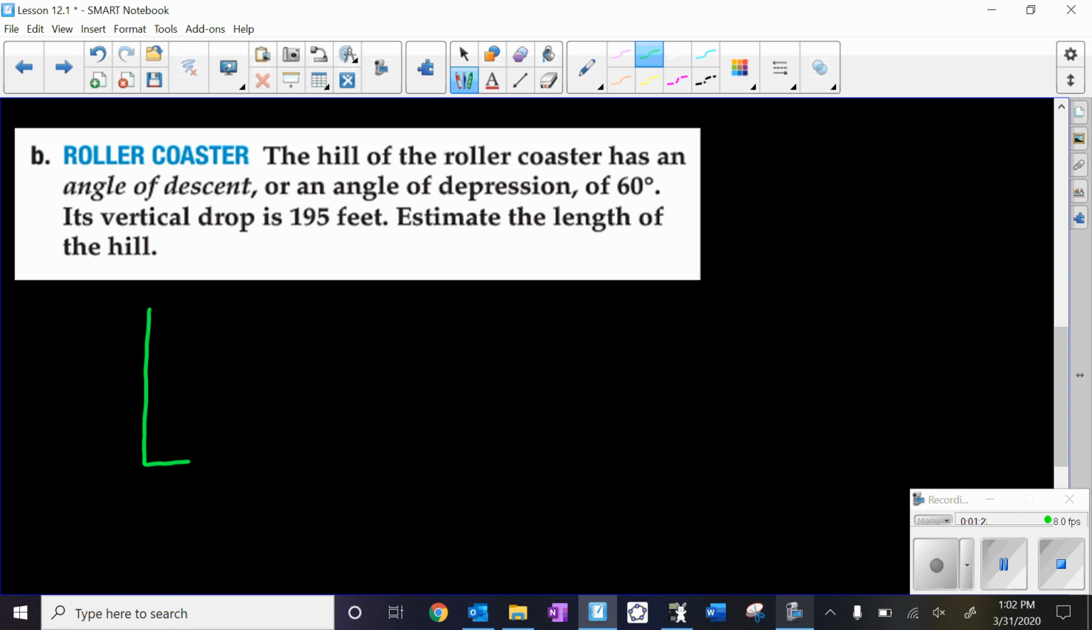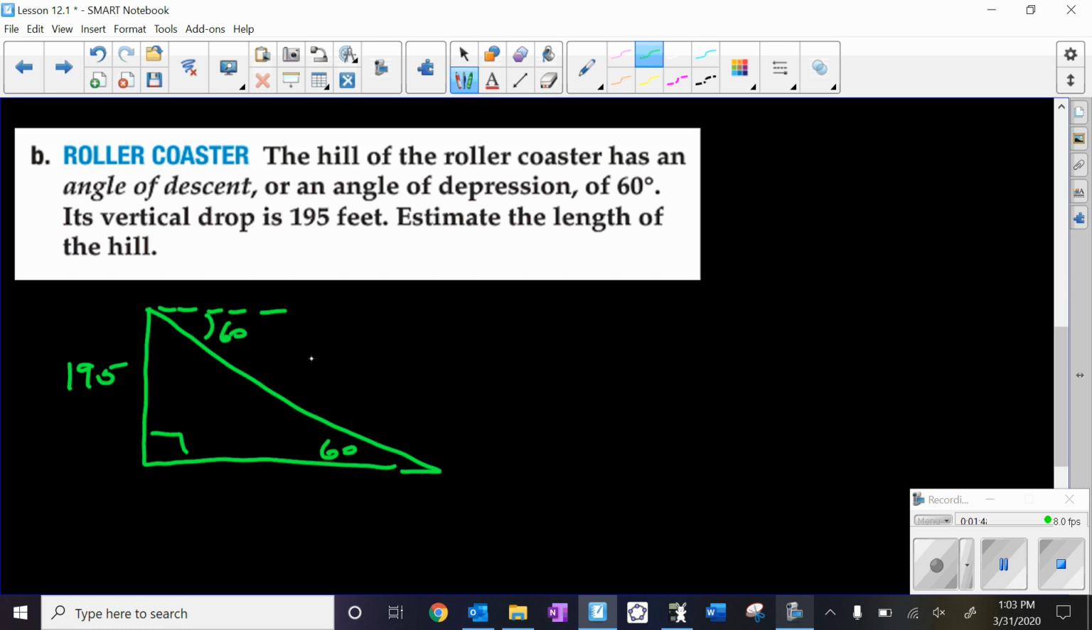So I know that we're dealing with right triangles. I'm going to draw on my right triangle. It tells me that I have an angle of depression, which is 60 degrees, which is right there, or down here at the bottom. I'm going to use the one at the bottom. It tells me a vertical drop of 195 feet. That should be this one. It wants to know the length of the hill. The hill should be going at a diagonal, so we're going to put our variable there.